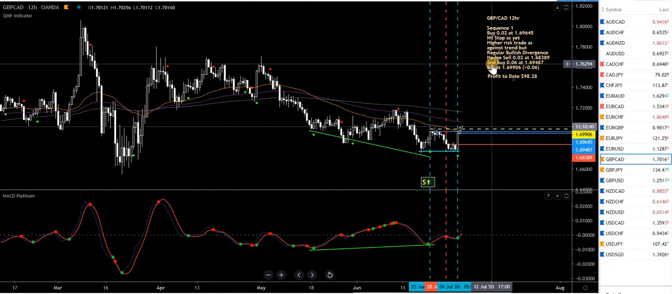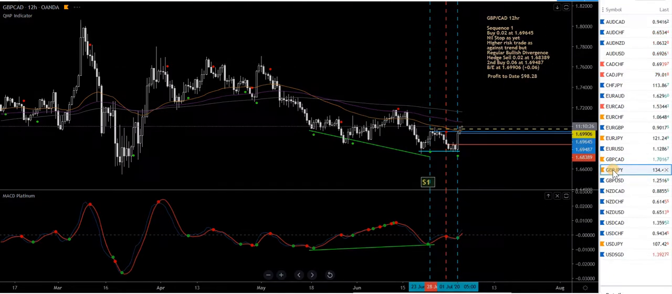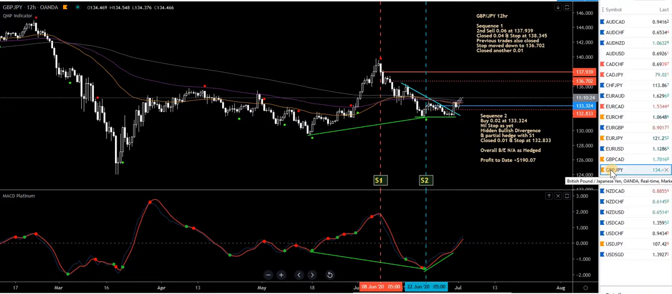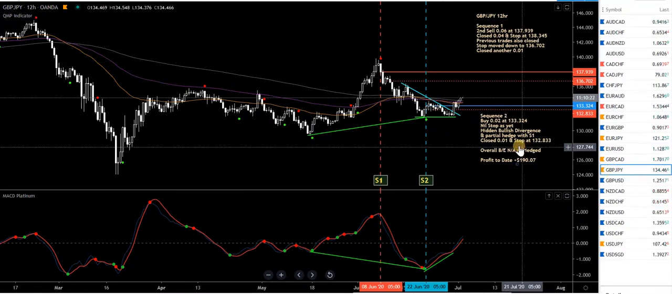So that's the pound CAD. Just took my second buy trade on that. That was yesterday. Or sorry, that was this morning. All right, pound yen. Another one I've taken some action on.